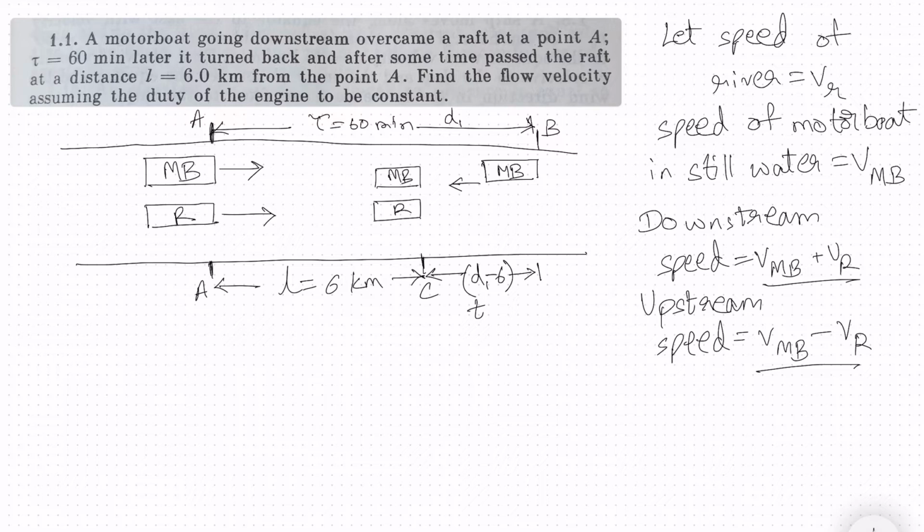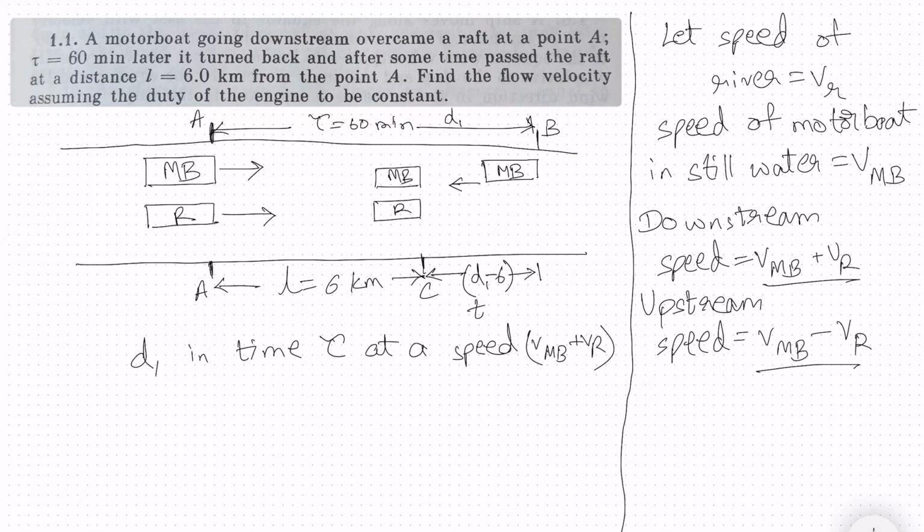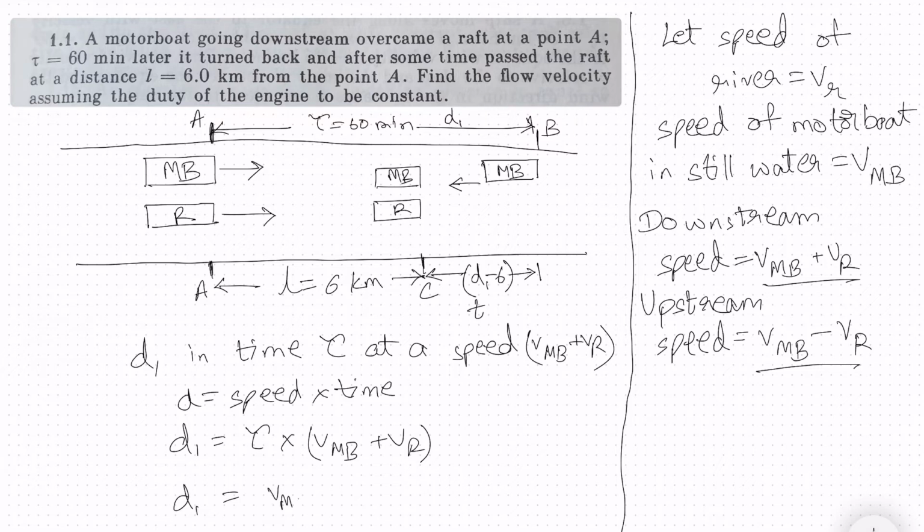So we will have three equations forming now. First, the motorboat has traveled a distance D1 in a time equal to tau at a speed of VMB plus VR. Now we know that the distance is equal to speed into time. Using this formula, I will get d1 is equal to tau into VMB plus VR. Given that I'm converting everything to kilometers per hour, I will change tau equal to 60 minutes into 1 hour. So d1 is equal to VMB plus VR. This is my first equation.